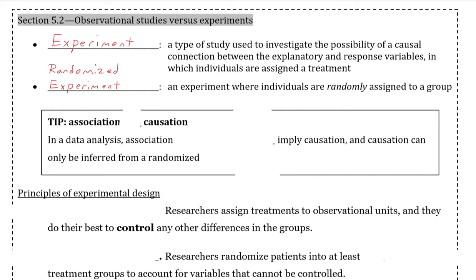Remember from last section that association does not imply causation. In a data analysis, association does not imply causation, and causation can only be inferred from a randomized experiment. This is why experiments are important.